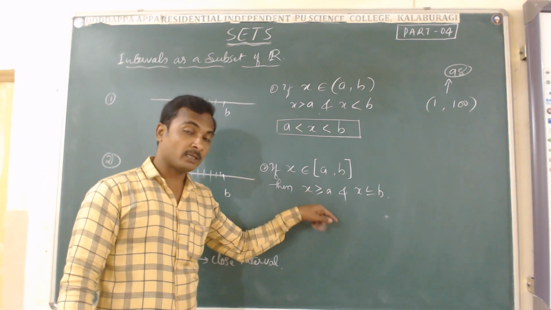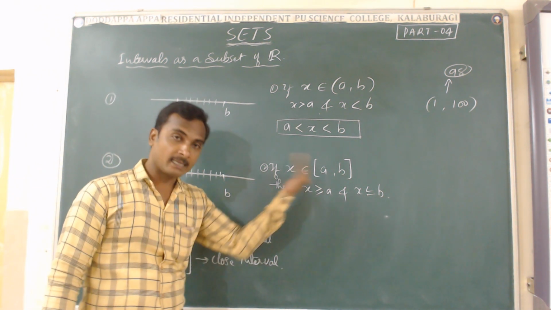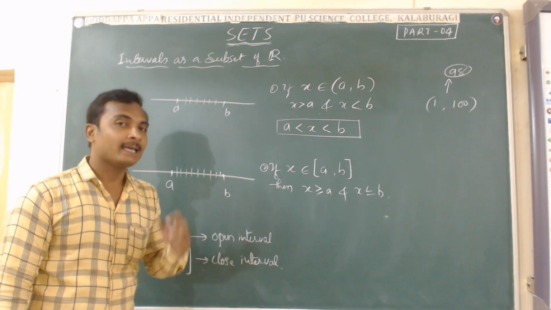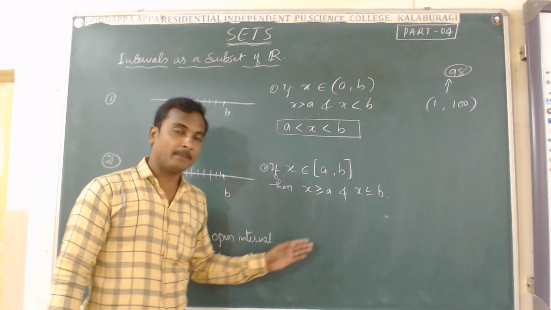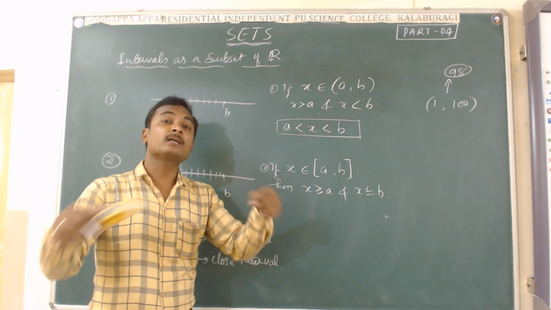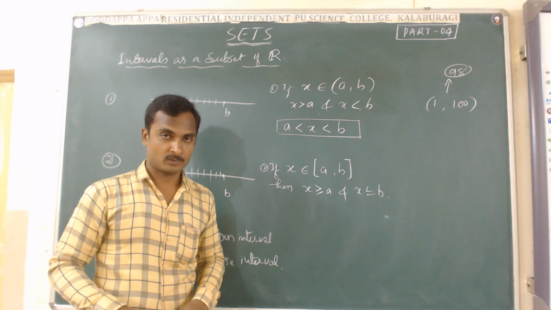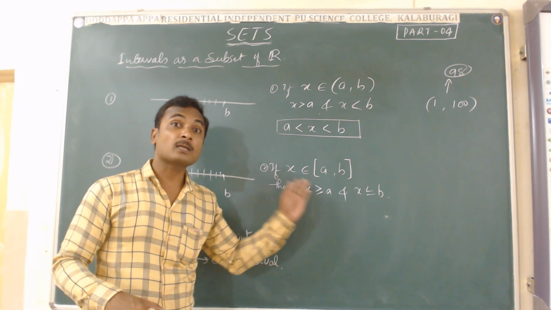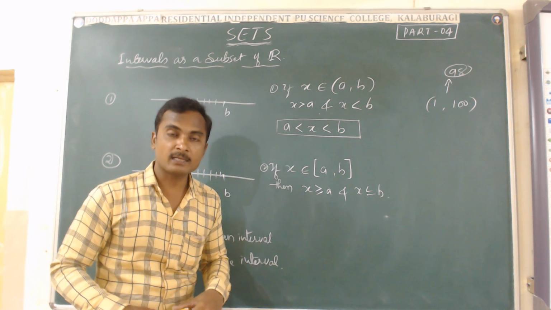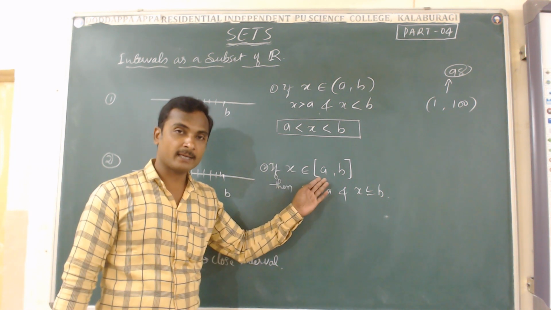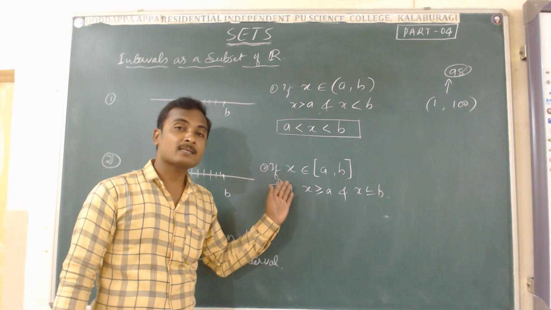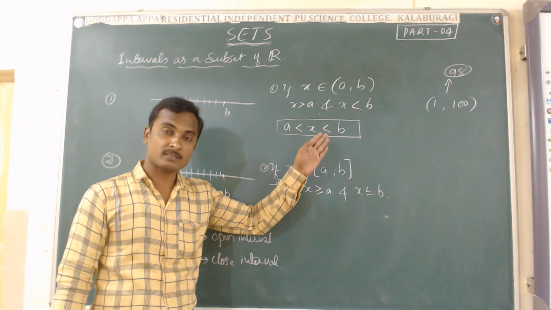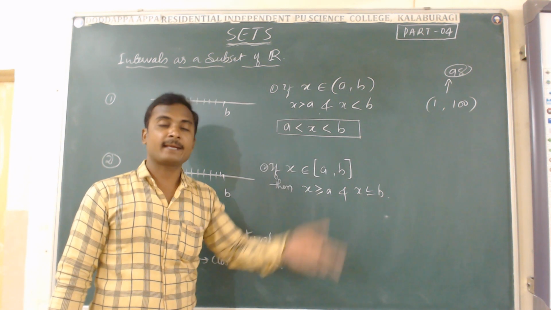x is greater than or equal to a, x is less than or equal to b. It means x can occupy any number between a and b, including a and b. If x belongs to the closed interval a comma b, x may be a, x may be a plus 1, x may be a plus 2, a plus 3, or x may be b minus 1, and x may be b.